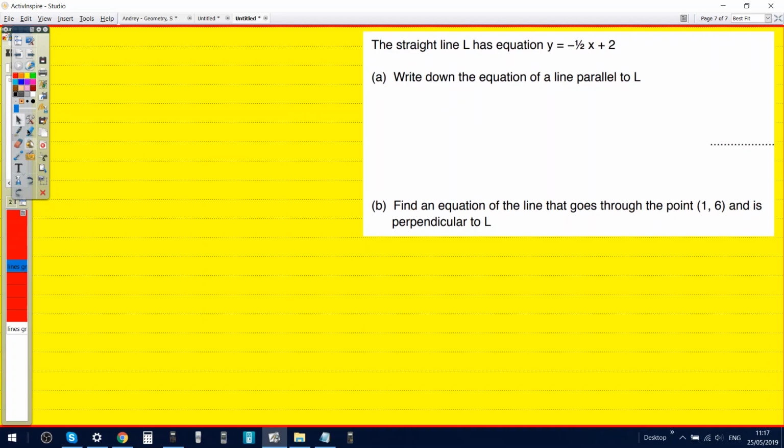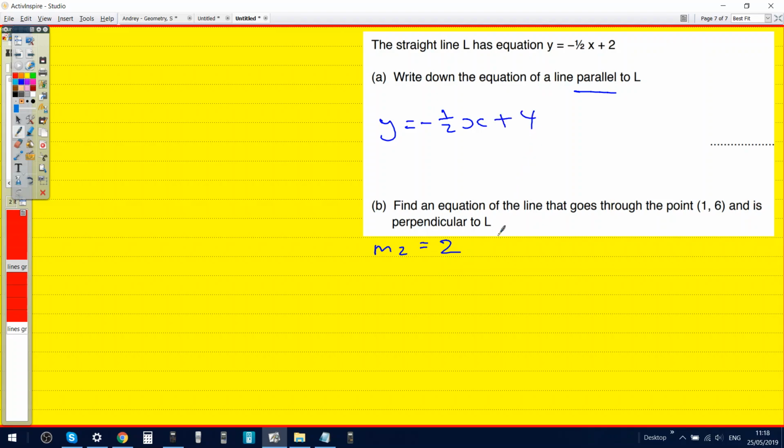Negative reciprocal. So first you have to find the negative reciprocal. So the gradient of line L is minus half, and the gradient of the line parallel to L would be 2. So perpendicular would be 2. So that'd be part B. Oh, it's parallel. That was a silly mistake. So the gradient would be the same, and it should be a different y-intercept. So it'd be y equals minus half x plus 4.